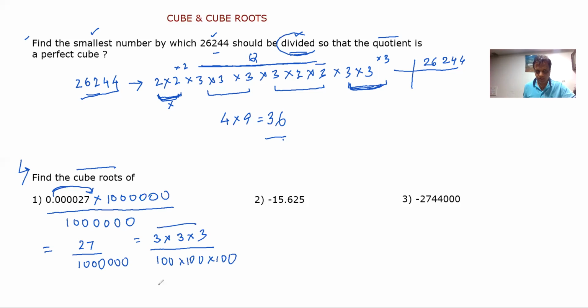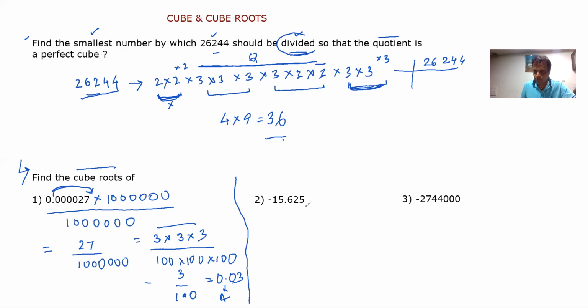What is the cube root? 3 upon 100. What is 3 upon 100? 0.03. This is the answer. Easy. Let's move to the second one.